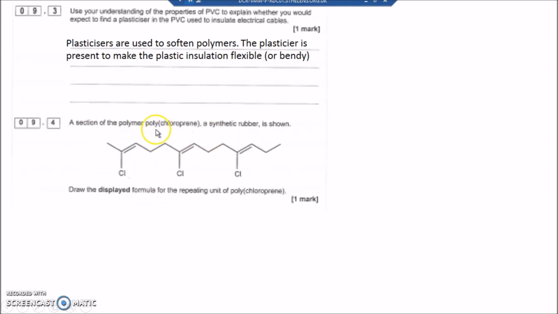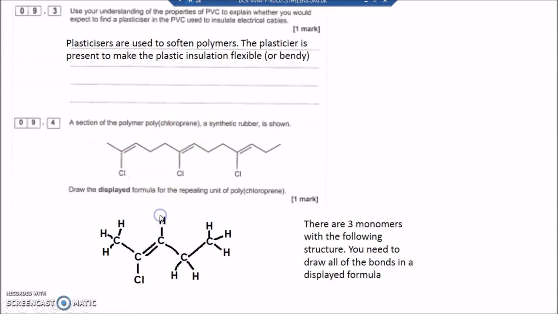So now I just need to draw one of them. So I've got a carbon to Cl, carbon to Cl, a double bond to a carbon to a carbon to a carbon. So I've drawn that section there, and I've drawn the displayed formula. So rather than skeletal, I've drawn displayed with all of the bonds and the H's showing. It mentions here you need the displayed formula for the repeating unit, so it's important to draw all the bonds in.